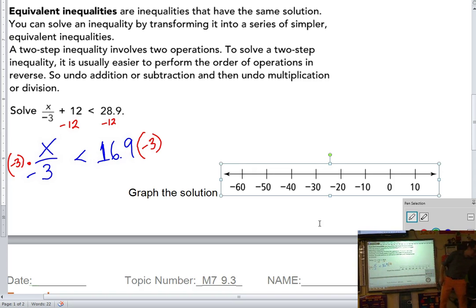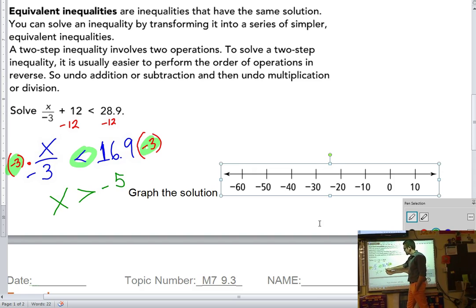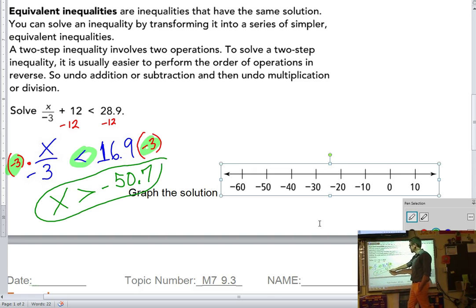But when we multiply by the negative, Grace, what do I get as my answer here? Careful, when we multiply by the negative, this multiplication by the negative will grab my inequality symbol and flip it around. x is greater than negative, what do we get? 50.7? That was a perfect 10 out of 10.